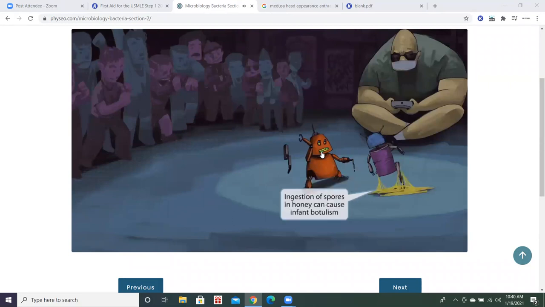Also notice that the orange robot is spraying his opponent with some yellow-looking glue stuff. You may not have noticed, but it's actually honey. The honey is a surprise tactic used by the orange robot to trap and destroy his opponent. The honey here should help you remember that Clostridium botulinum spores are commonly found in honey. Infants don't have competitive bowel flora like adults, so they're especially at risk of developing infection after the ingestion of spores found in honey. This is why it's advised that infants avoid honey until they are at least 12 months old.